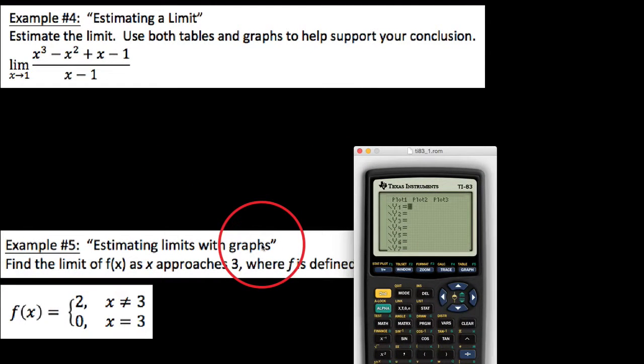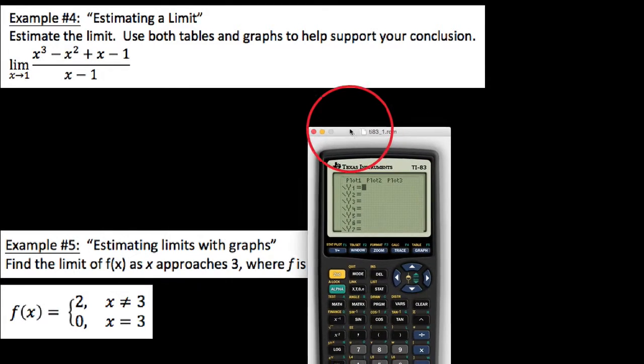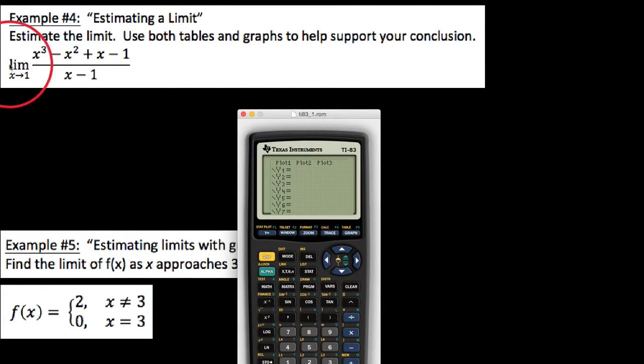Okay, YouTube, in this video we're just going to continue to practice how we can use tables and graphs with our graphing utility to evaluate some limits here. Looking at a couple of limits, starting with this one, we're estimating the limit of this rational function as x gets really close to 1. We want to use both tables and graphs to support our conclusion. So let's go ahead and do this.